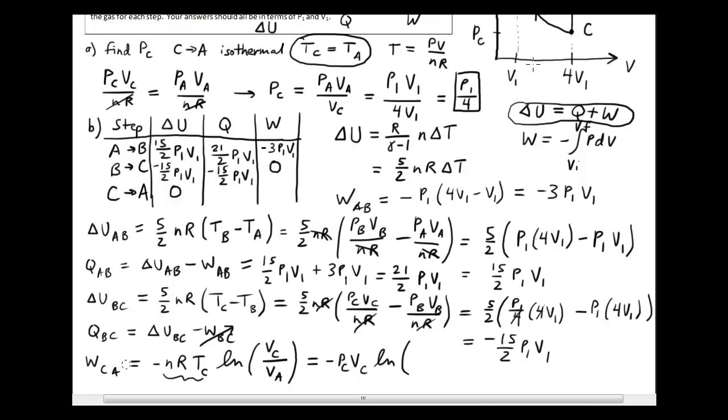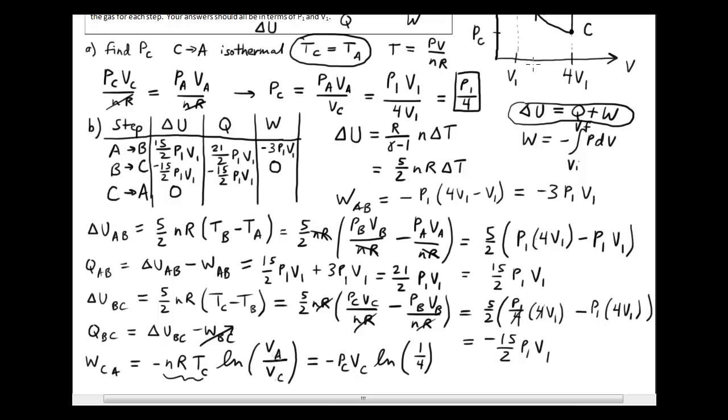Work Ca means we're going from C to A. So the final value for the volume would actually be Va, not Vc, as I'd written it. So let's fix it. Va is the final, Vc is the initial. So here we have the log of, well, Va is V1, and Vc is 4V1, so this gives us a log of 1/4, because the V terms cancel out. That's our work Ca.